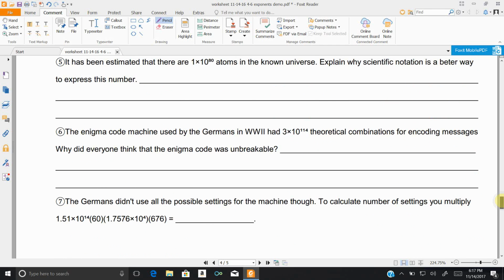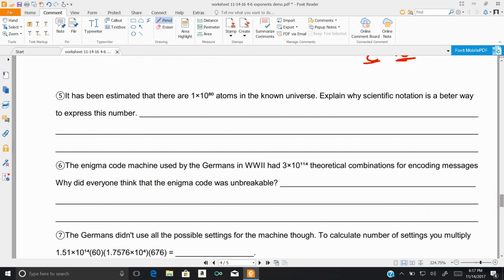The rest of the group work you kind of have worked on your own. It's estimated that there are 10 to the 80 atoms in the known universe. Scientific notation is much better for this because we don't want to write 80 zeros. It's a really big number, but we can actually get a handle on it, get an idea about it by using the exponential notation.